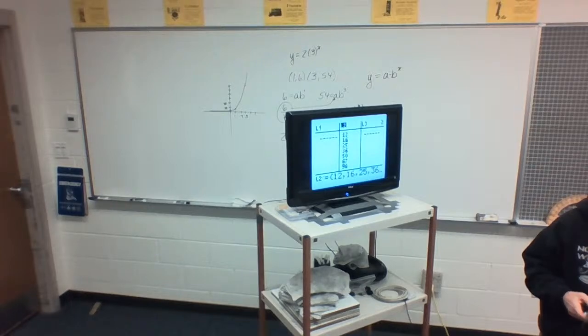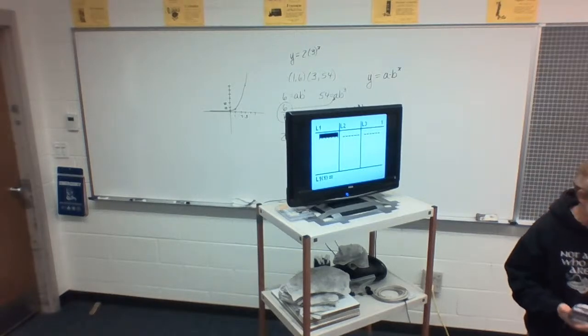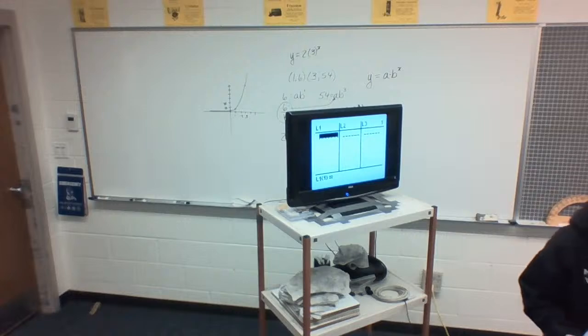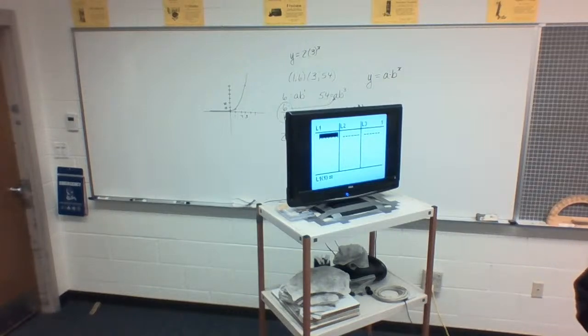Remember how to dump a list? I hope. Now, take the data from example 6. If you get lost, let me know. Remember how to dump a list? You go up to the list itself and you go clear enter. Okay, so now take the air pressure and the altitude stuff. Put that in there.